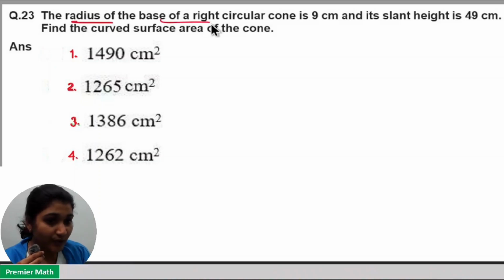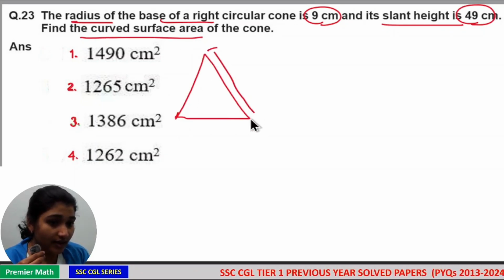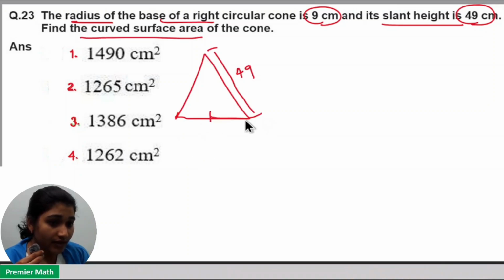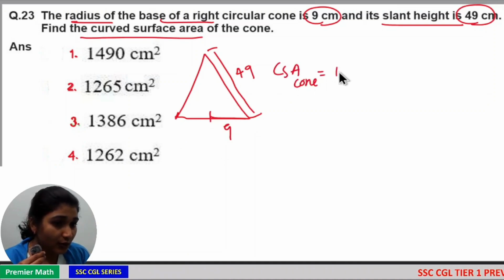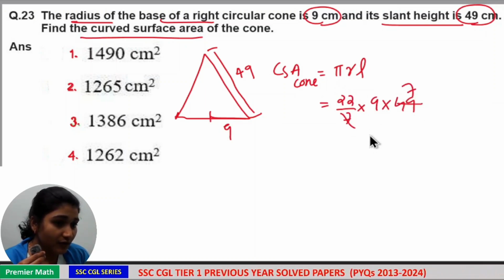The radius of the base of a right circular cone is 9 cm and its slant height is 49 cm. Find the curved surface area of the cone. If this is the cone and here its slant height is equal to L, which is 49, and radius of base is equal to 9 cm, then curved surface area of the cone is equal to pi R L, which is 22 by 7 into 9 into 49. 7 goes 7 times in 49.